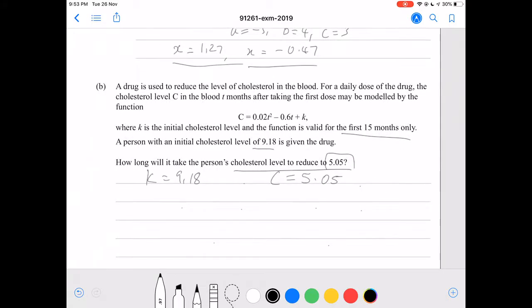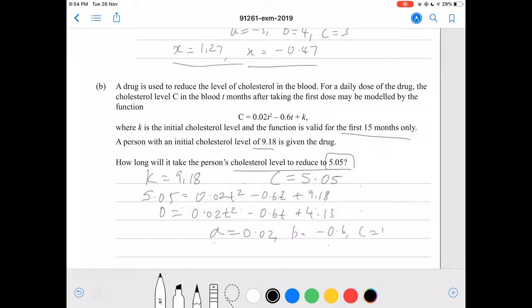So you can set up your equation right now. So you can say 5.05 equals 0.02 T squared minus 0.6 T plus 9.18. Alright, so if you notice here we have another quadratic, so say 0 equals 0.02 T squared minus 0.6 T plus 9.18 minus 5.05. So 9.18 minus 5.05, that's plus 4.13. And once again, you can just substitute this quadratic into your graphics calculator. So a equals 0.02, b equals negative 0.6, and c equals 4.13.